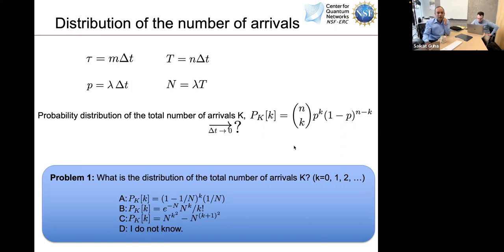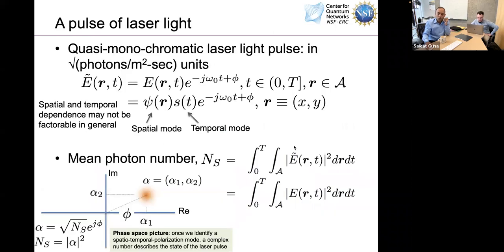We have talked about arrivals, and one of the questions had to do with why we are talking about arrivals. Are these photon arrivals? The answer is yes, we will be talking about photon arrivals. So let's talk about a pulse of laser light. In this course we will be looking at quasi-monochromatic laser light: a pulse of laser light with a center frequency omega naught, and with a tiny bandwidth centered around omega naught.